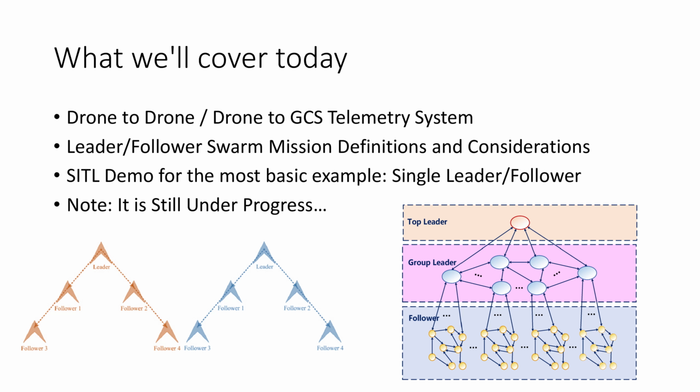We usually have a top leader, but it doesn't necessarily mean we have a top leader. Sometimes we have two leaders, just like the picture on the left. We have two separate swarms. But sometimes we have a top leader and several group leaders and several followers. This can go as crazy as you like. You can have different communication. You can have some followers that become a leader for another layer, and these nodes can communicate with each other, so they know what the other drones are doing.